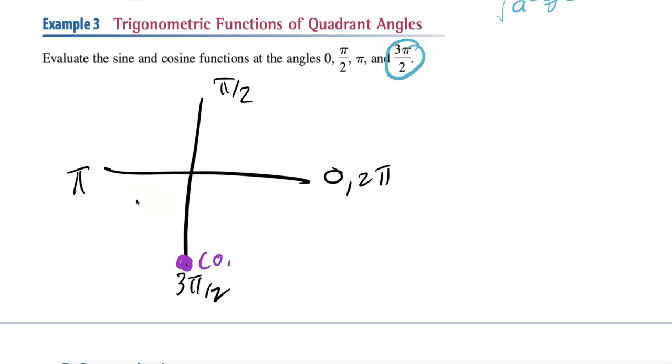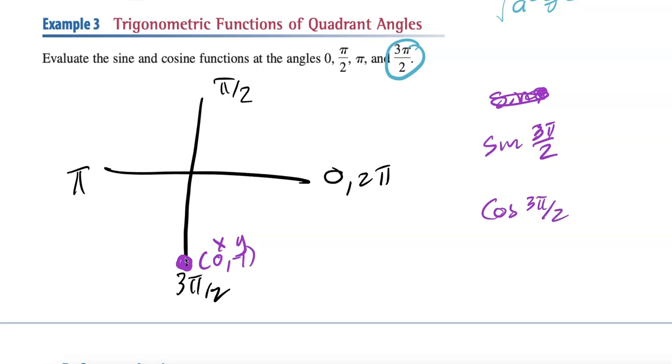So this would be the point 0, -1, right? Because on your x you didn't go anywhere and you went down 1. That's my x and my y. If I'm trying to find sine and cosine, I'm doing sine of 3 pi over 2 and cosine of 3 pi over 2. Remember, sine is always the y value, which makes cosine the x value. So at this point here, cosine is 0 and sine is -1.